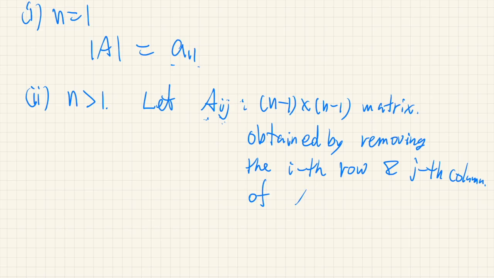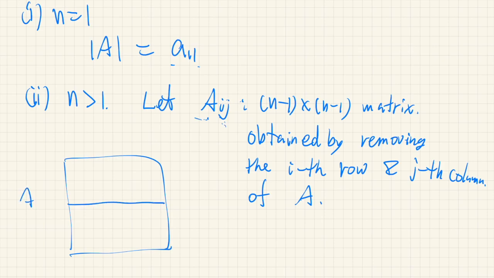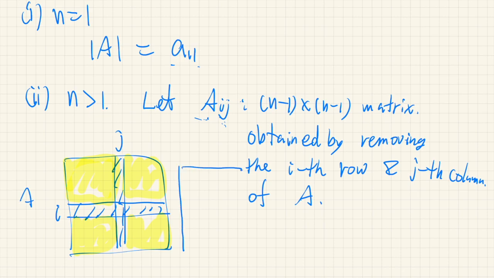of matrix A. Okay, so if we have a square matrix, that is A, and this Aij is obtained by removing the ith row and the jth column. So the remaining part, by connecting this part and this part and this part and this part, we can construct another, a little bit smaller matrix. So that is called Aij.